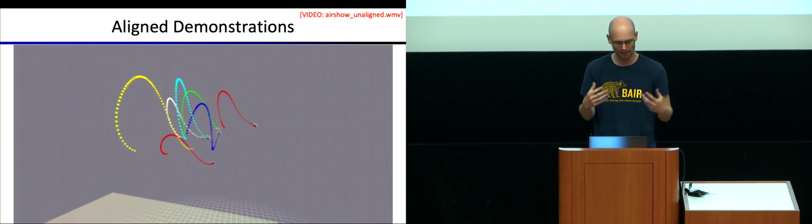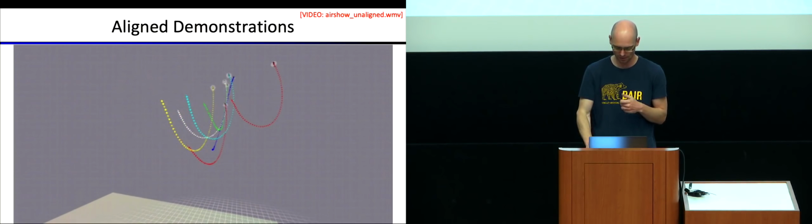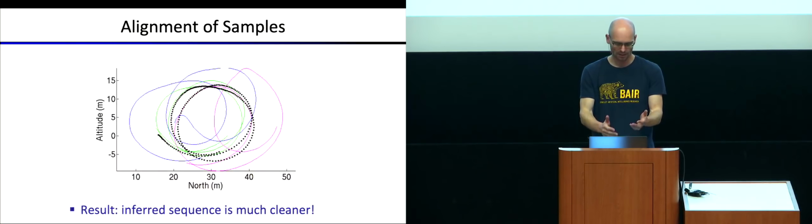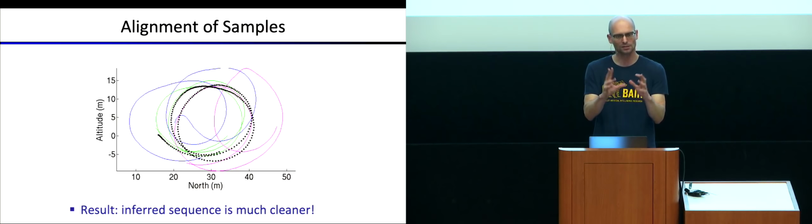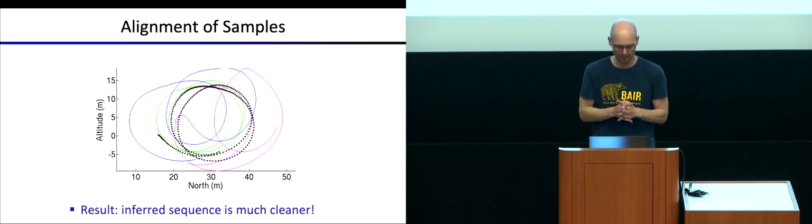What you see here is something that's better than any single one of the demonstrations. I want to take a closer look. In black here is the inferred target trajectory, and in color are the others. The color ones are not that great, but the black one kind of summarizes the essence into something that we want.